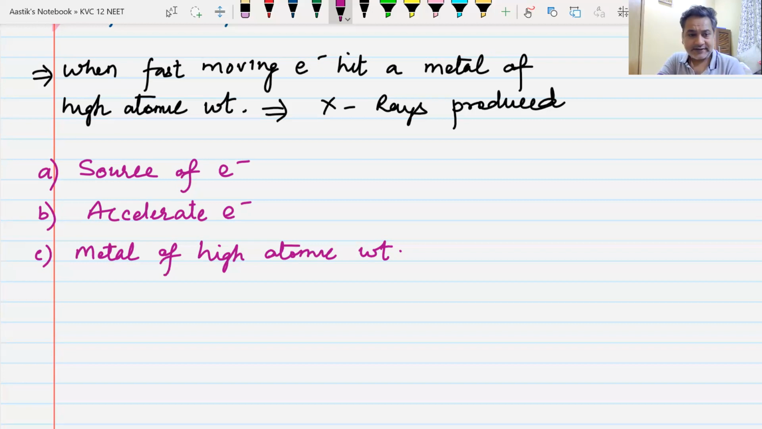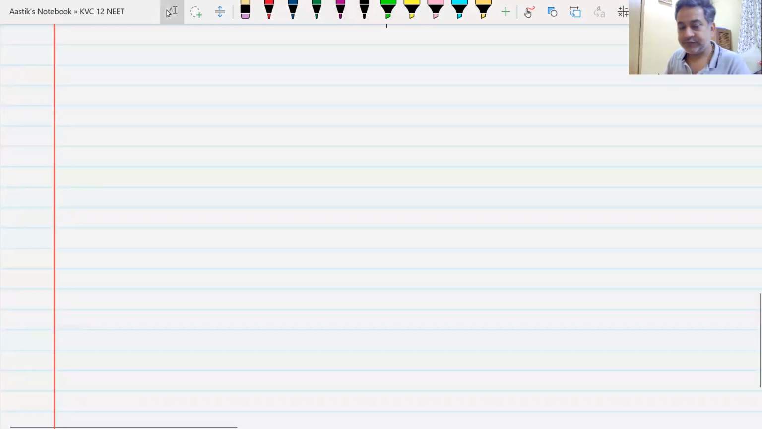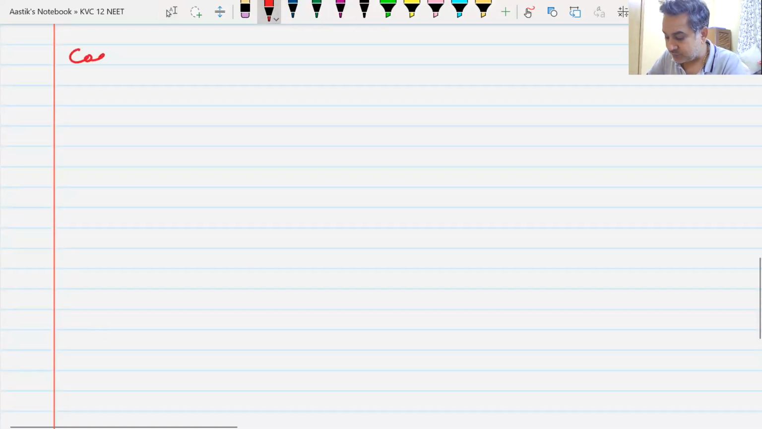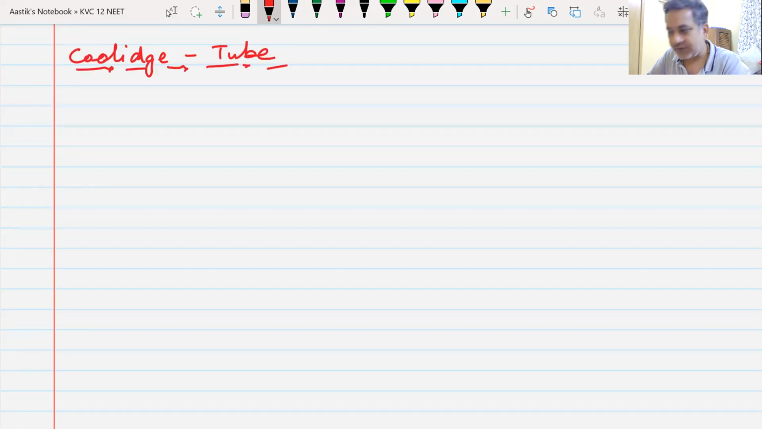Now, where are these X-rays produced? It's produced in a device, in a tube, in a chamber. What is this known as? Any idea? It is produced in a device known as a Coolidge tube. So write the next heading, Coolidge tube. This is a place where you produce X-rays.